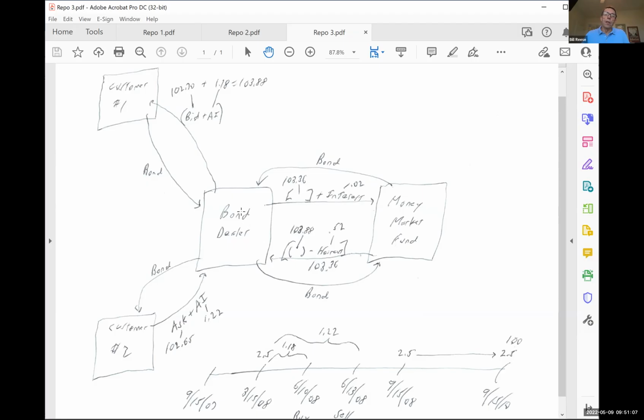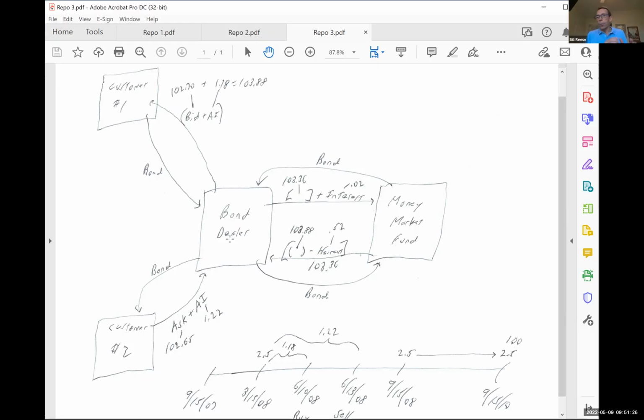The bond dealer says, hey, I got to pay customer number one 103.88. I'm borrowing 103.36 to do that. So I've got 99.5% of the money to be able to pay. The other 0.5% will have to come out of my pocket. So that's what happens. Okay.